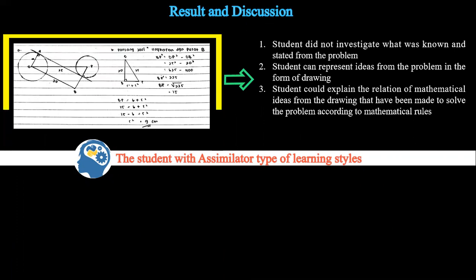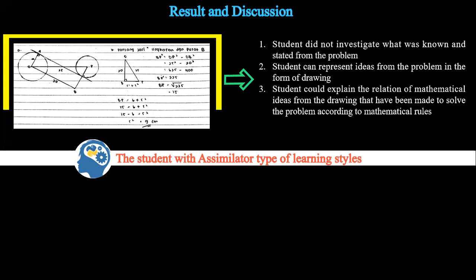The following are the results of student work with the assimilator type of learning style. Based on the picture beside, the first question is, find the length of the radius of the circle. Point 1. The student did not investigate what was known from the problem in the form of symbols or mathematical notation. So, the problem-solving tool indicator is not fulfilled. Point 2. The student can represent ideas from the problem in the form of a drawing correctly. This means the representation indicator is well fulfilled.